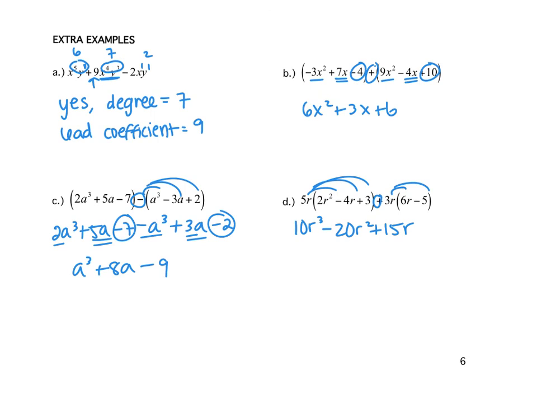Now we're to our next term. 3r and 6r is going to be 18r squared. 3r and negative 5 is negative 15r. We're not done. Please make sure you combine like terms. We only have one term that has an r cubed in it. Those 15r's, that's really convenient. They cancel each other out. And then negative 20r squared and 18r squared is negative 2r squared. Again, make sure you're not combining the exponents.